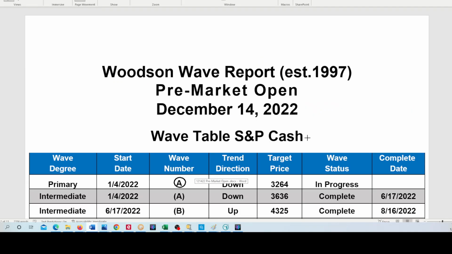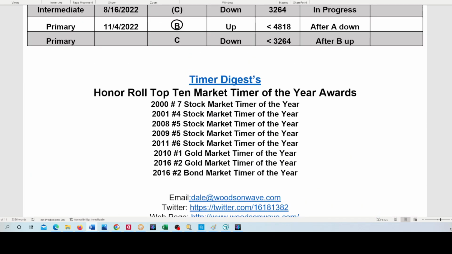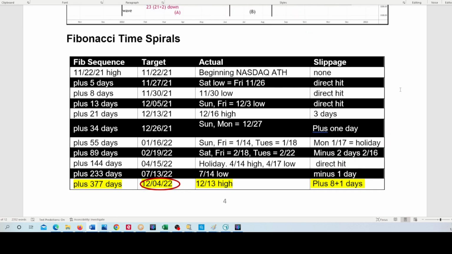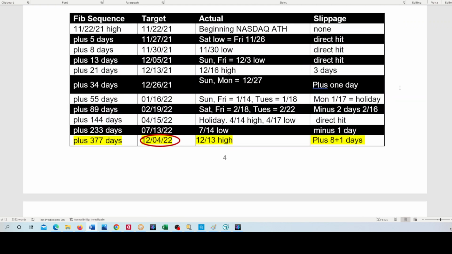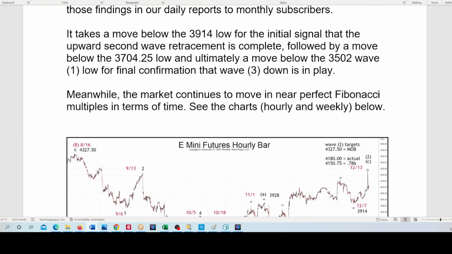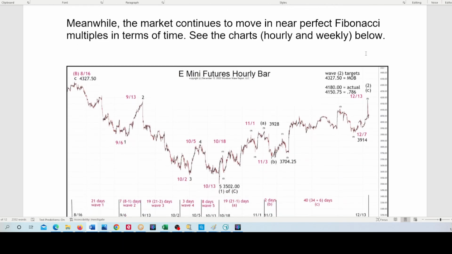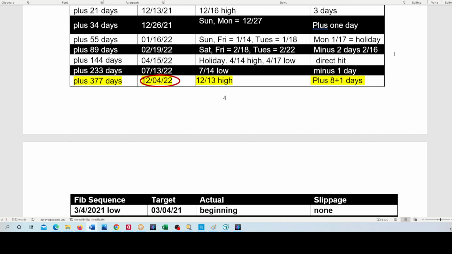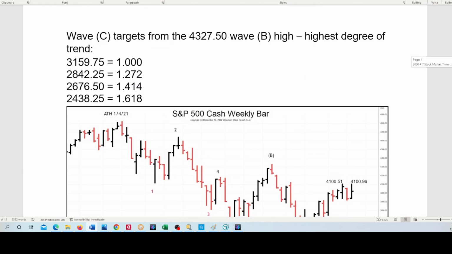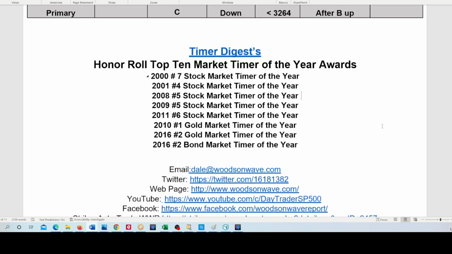Okay, here is our pre-market open, which, oh, let me go back one second here. I wanted to show you guys in the special interim report what we promised or said that we would do, and I'm losing my place here. Where is it? Okay, there is where it moves in perfect Fibonacci. I thought for sure I put that in there. Maybe I didn't. Anyway, we said we'd watch the 1 to 10 minute chart for an indication of a change in trend.